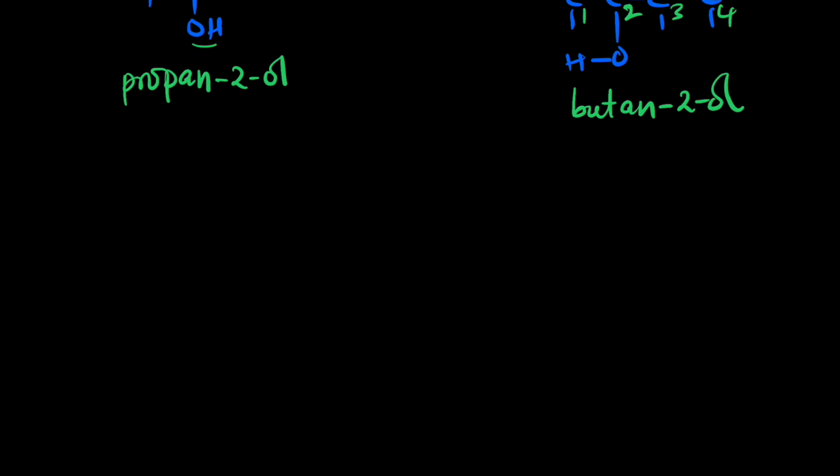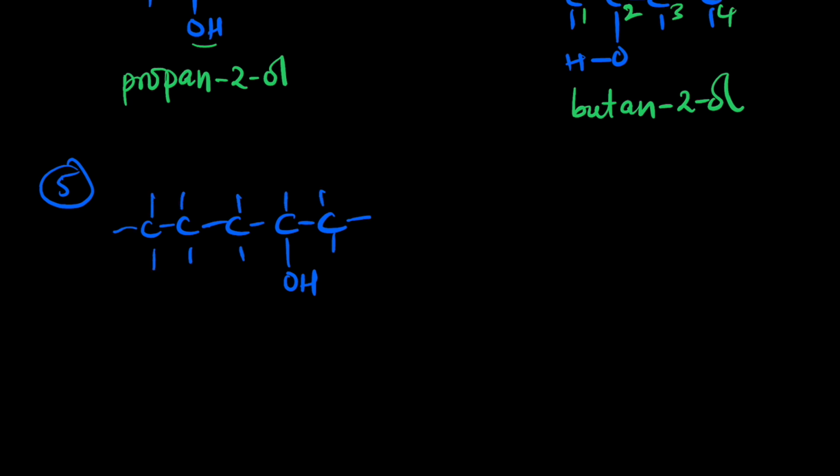Now, let's take a case where we have a little bit longer chain. So we have an OH, and it's quite easy. It's close to this side, as you can see, closer to this carbon. 1, 2, 3, 4, 5. So this will be carbon 1, 2, 3, 4, 5.